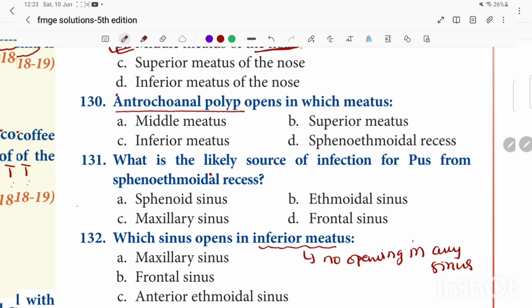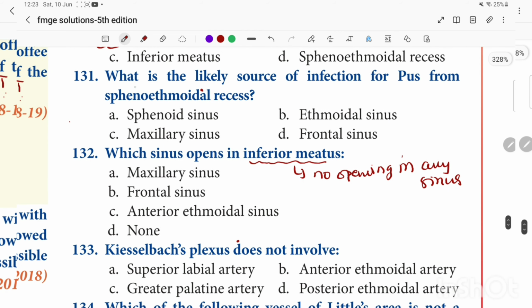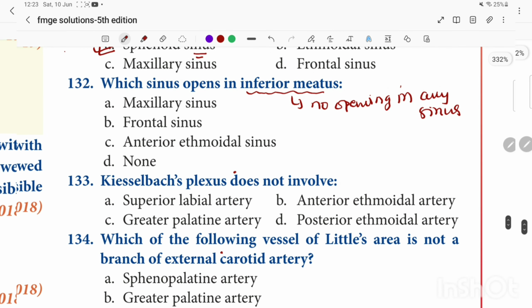Ethmoidal polyp opens in which meatus? Middle meatus. Which is the likely source of infection for pus from the sphenoethmoidal recess? Sphenoid sinus. Which sinus opens in the inferior meatus? The inferior meatus has no opening of any sinus, so the answer is none.